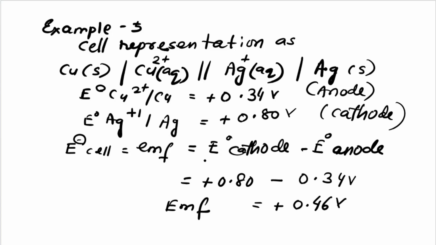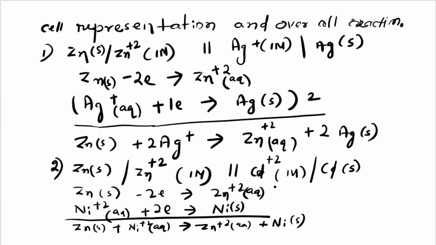Cathode minus anode, that is, the electrode potential of the cathode minus the electrode potential of the anode, is called EMF. Also, that is called the standard electrode potential of the cell. So simply you will get the EMF by subtraction: plus 0.80 minus 0.34 volt, and you will get the value, plus 0.46 volt.